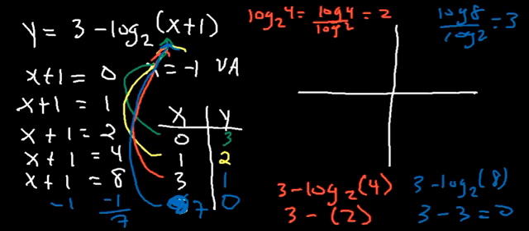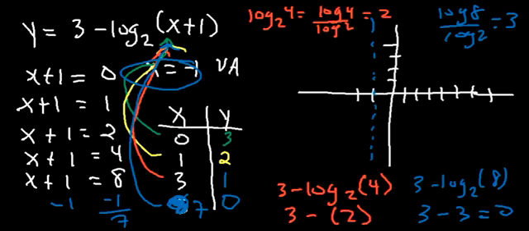Okay, so first let's plot the vertical asymptote, which is at negative 1. Let's draw that on the graph first. Now let's plot our points. So the first point we have is 0, 3, which is right there, and then 1, 2, and then 3, 1, and then 7, 0. So the graph is going to start from the asymptote, and then, well, I missed that point. It's going to follow these points. And so that's how the graph looks.